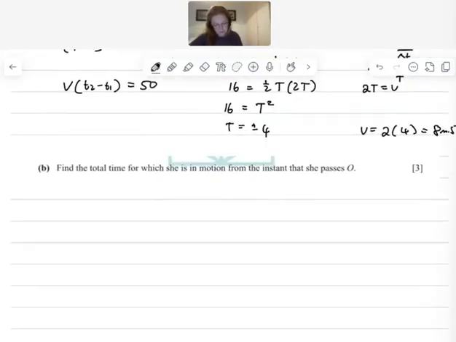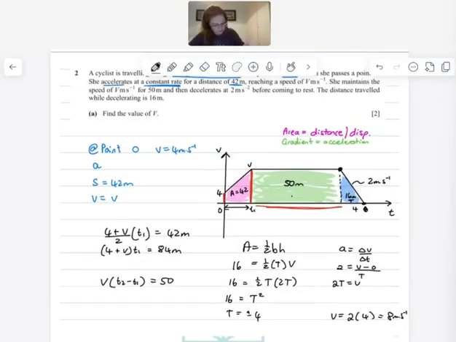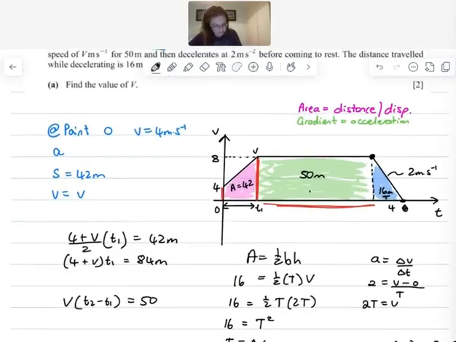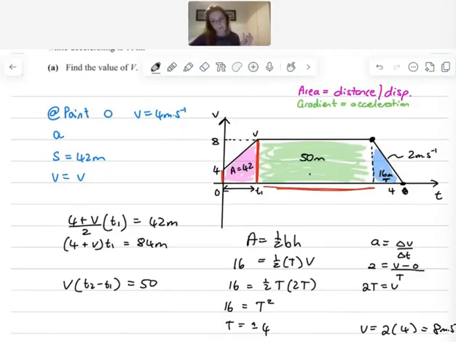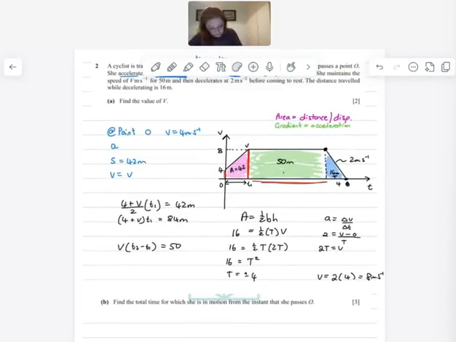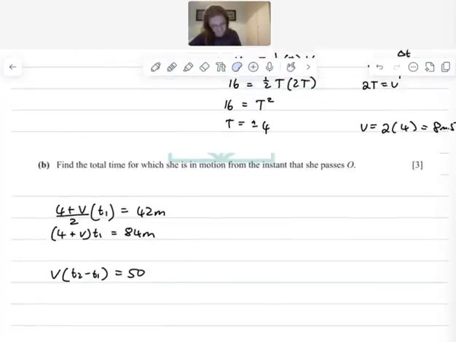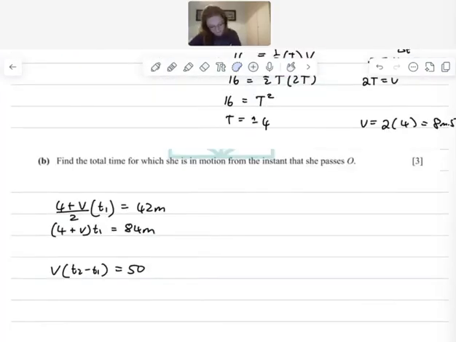So find the total time for which she's in motion from the instant that she passes O. The total time. Okay, so we've got a speed of 8 over there. We know the last little bit is 4. And we are actually going to use our other 2 sums now. Let's just take them both down here, which I can do on an iPad. It's not so easy otherwise.